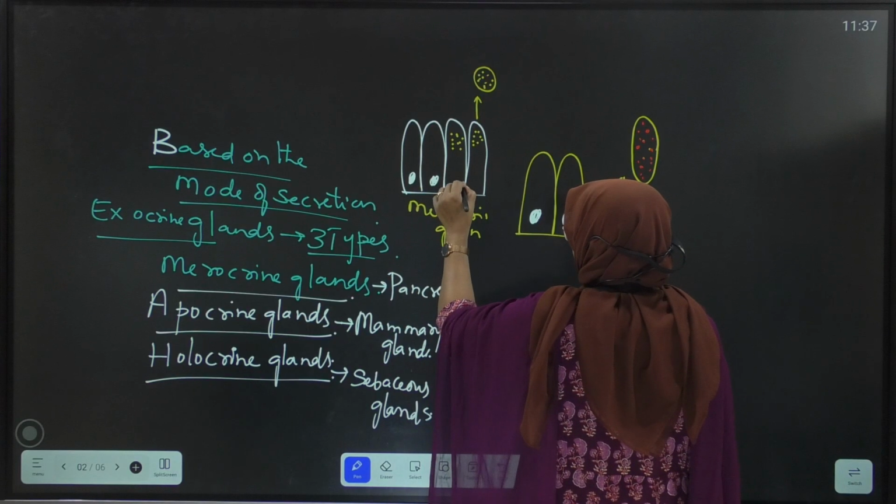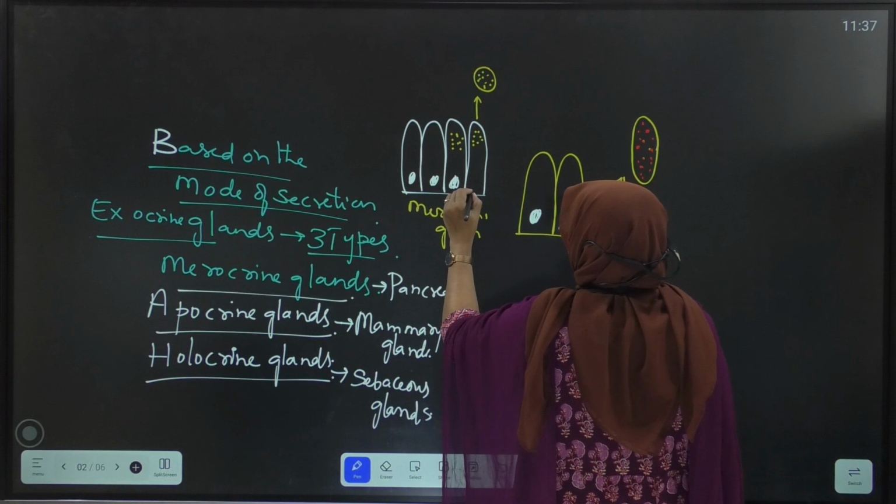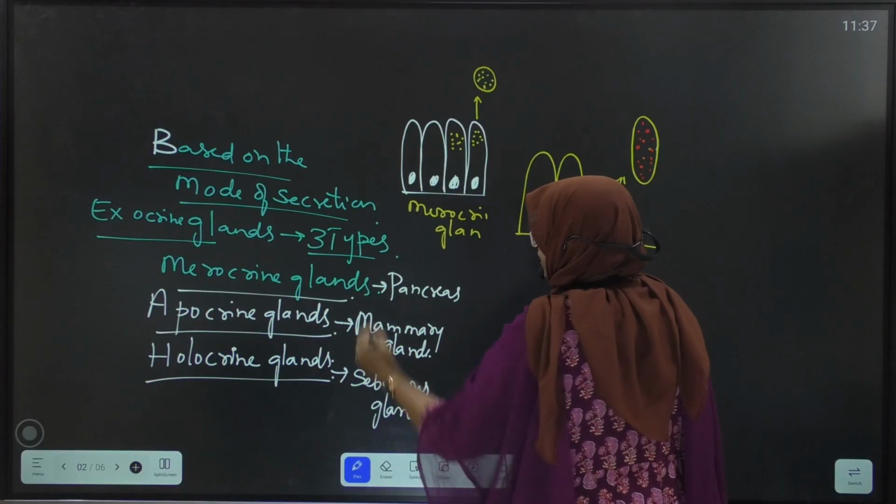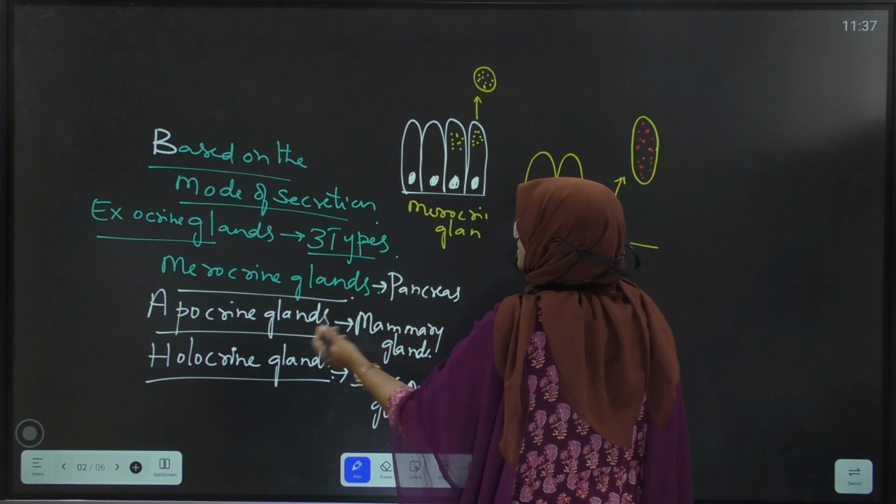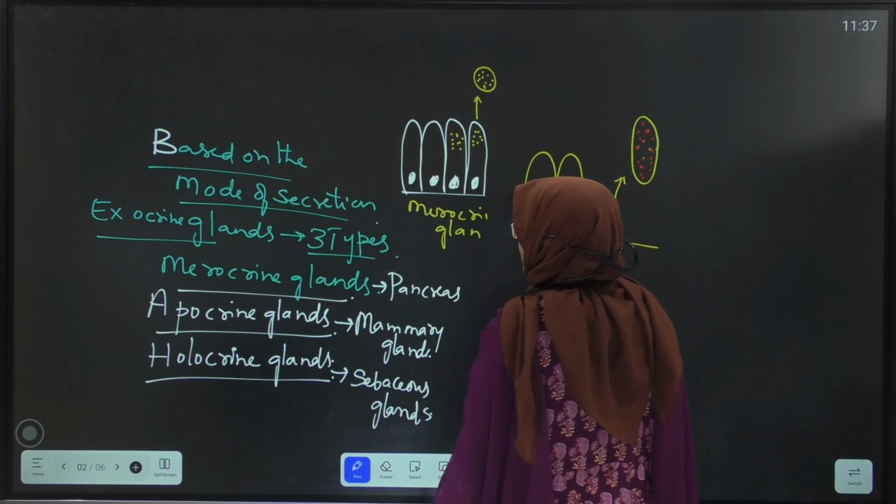Here, based on the mode of secretions, exocrine glands are of three types. They are merocrine glands, apocrine glands, and holocrine glands.